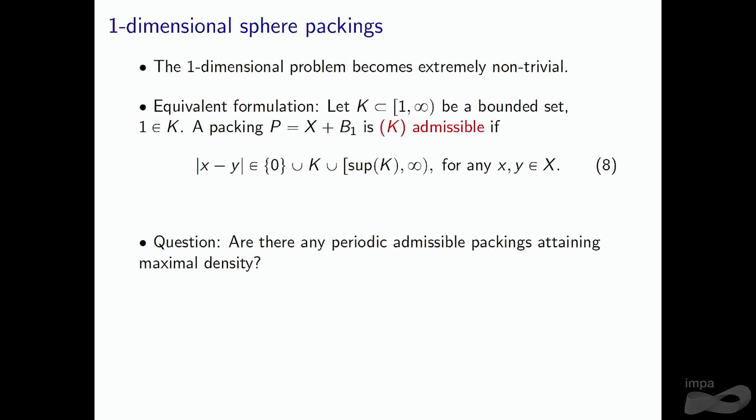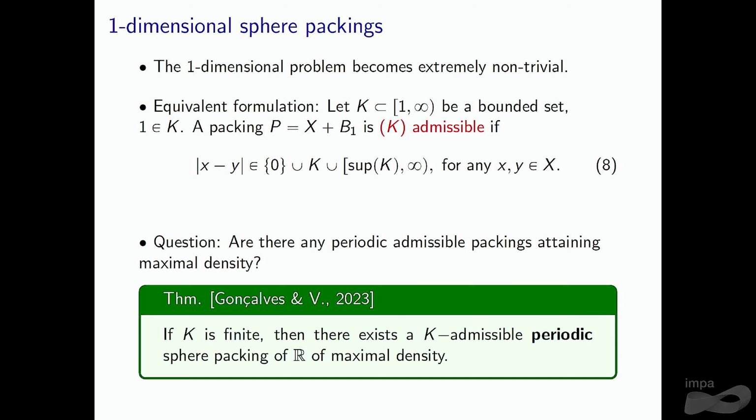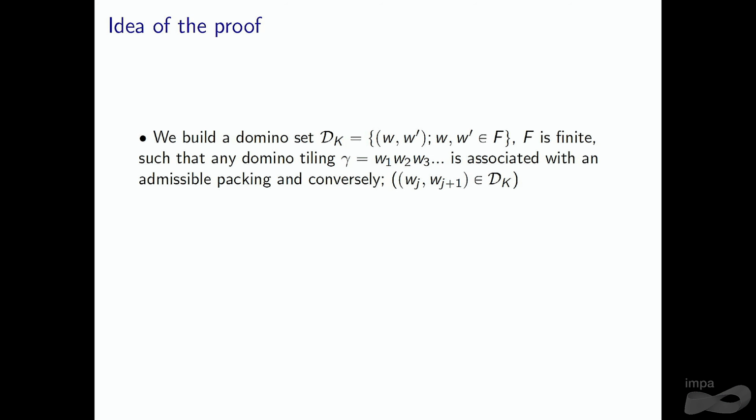And we made the following question. Are there any periodic K-admissible packings attaining the maximal density? And so, for the particular case in which K is finite, we have an answer. If K is finite, then you have indeed an admissible packing which is periodic and has maximal density. And I'd like to comment about the proof, the idea of the proof.